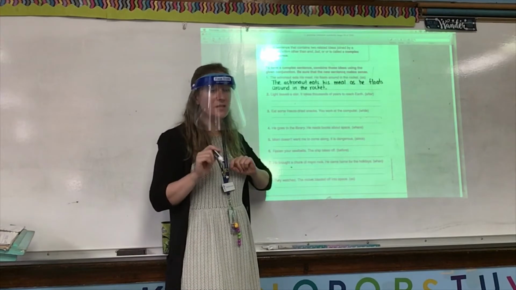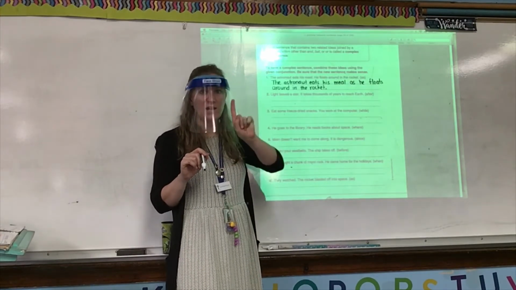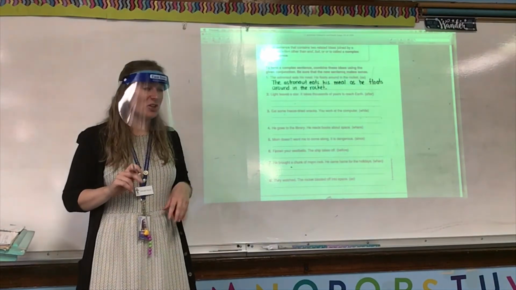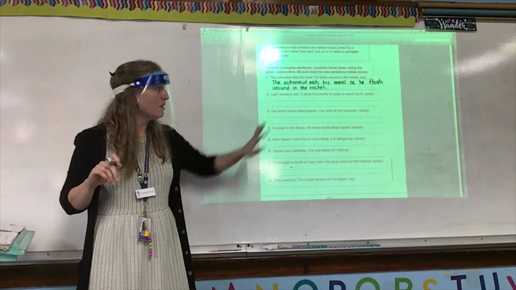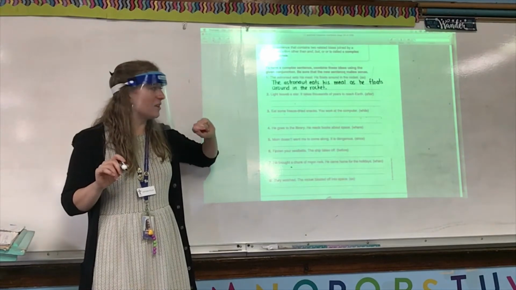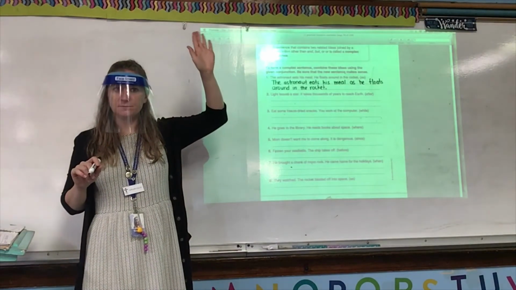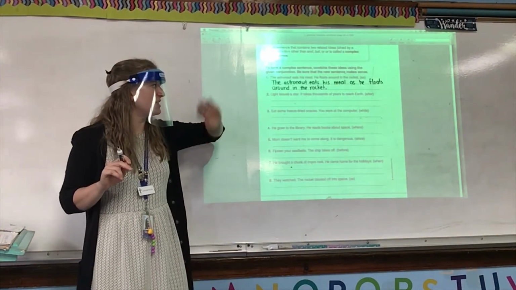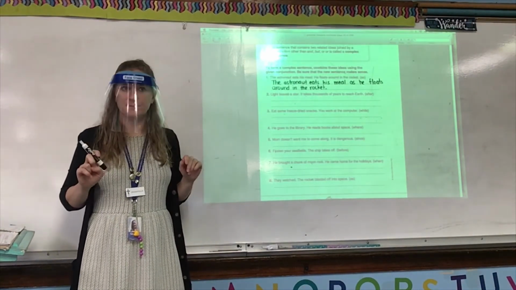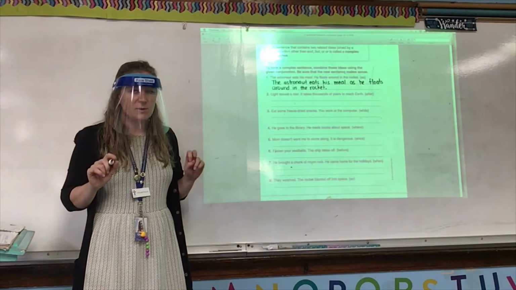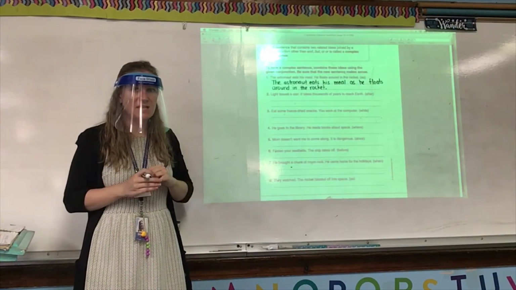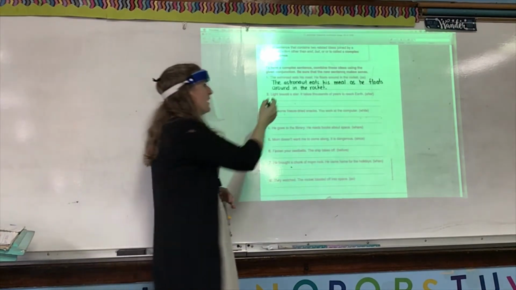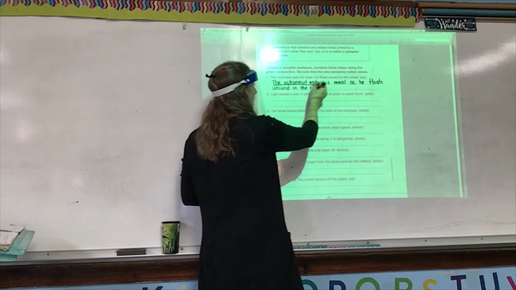So what we're going to do is we're going to underline the independent clause once in each of these sentences, and we're going to underline the dependent clause twice. So what is the independent clause in this sentence? The astronaut eats his meal as he floats around in the rocket. Aaron, what is the independent clause? That means the part that can stand alone. The astronaut eats his meal.